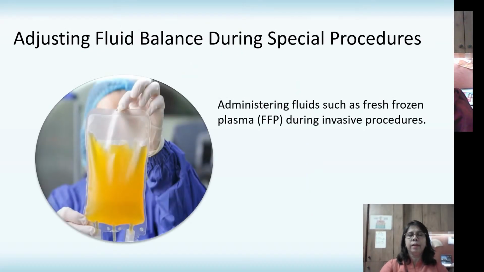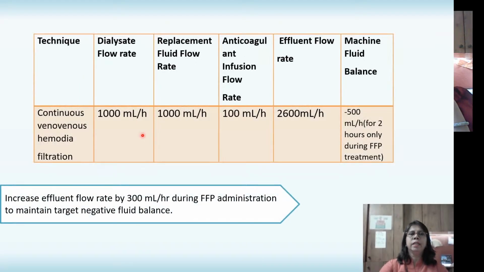Let's check out this small example where the patient, in addition to our CRRT therapy, also needs about 600 ml of fresh frozen plasma, and about 2 bags are to be given in each hour. So, at such a point of time, the patient needs further adjustment of the fluid balance. In this patient, we have a dialysate flow rate of 1000 ml per hour, a replacement fluid rate of 1000 ml per hour, an anticoagulant infusion rate of 100 ml per hour, which means 2100 ml is being pumped into the patient per hour.